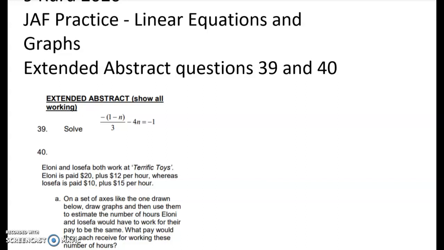Just wanted to do a quick video going through the extended abstract questions that we gave you to practice up your skills for the JAF on linear equations and graphs. So the first question here is a tricky equation where we've got n on both sides and we've got negative numbers and fractions. We've actually done lots of hard equations like this, so if you want to watch a video with more of them, there's a video that goes with the worksheet on Google Classroom, so go have a look at that one. I'm going to do this one reasonably quickly.